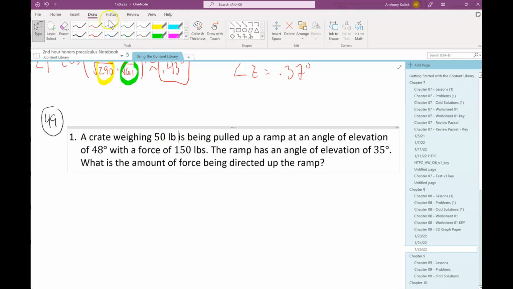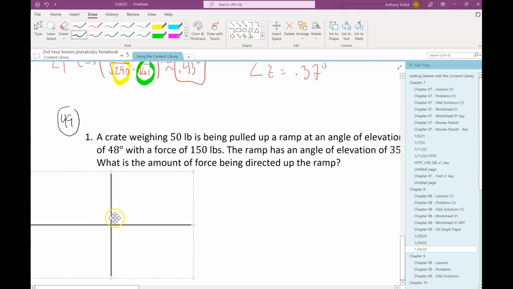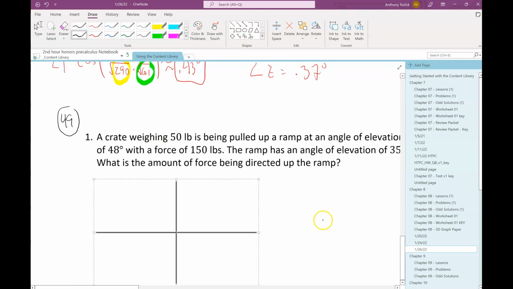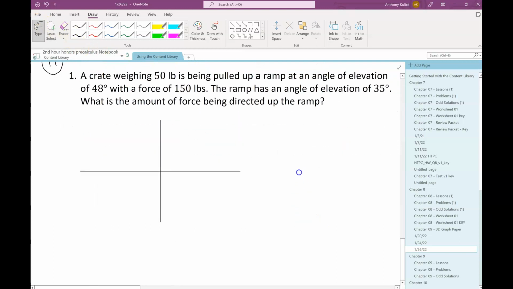When we read this question, what is different about this question than any of the previous ones we've looked at? The crate does not have a negligible weight. Yeah, the crate has a weight this time. So what's that really telling me? I really have three vectors going on here instead of just two. There's the vector for the gravity on the crate, and there's the vector pulling the crate up the ramp.